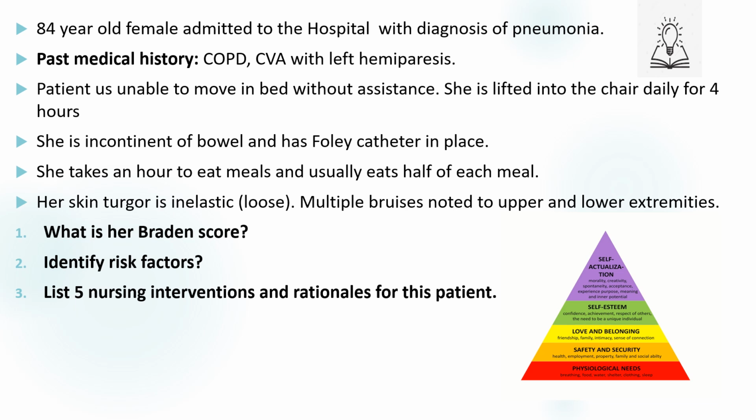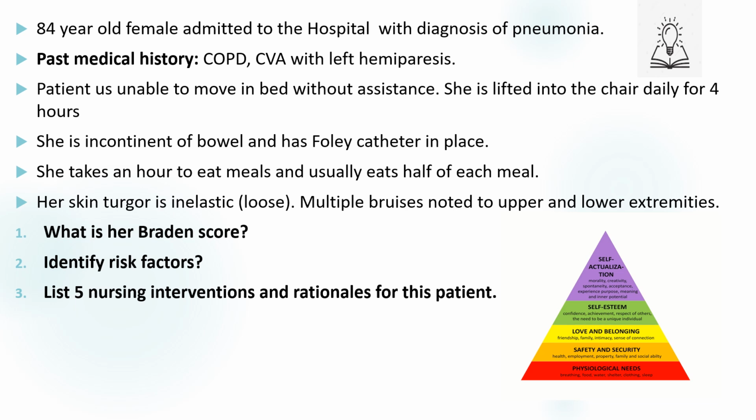This is just an activity for you all to complete and review to tie in everything we've discussed on pressure injuries. In this case scenario, identify the Braden score. Identify the risk factors that are stated within this scenario, so don't go beyond. And also list 5 nursing interventions and rationales for this patient.